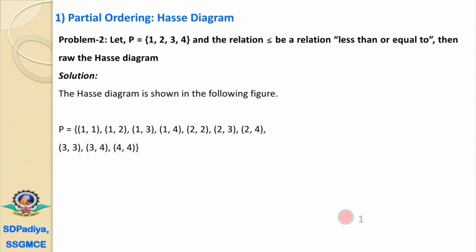Now the first element is 1, that's why we have to draw this 1 at the bottom. The second element is 2. Now there is a relation between the 1 and 2 according to this pair, that is 1 comma 2. That's why if 2 covers 1, that is y covers x, we have to draw this y, that is 2, at the above level. There is a direct relation, that's why we have to connect this 1 and 2.